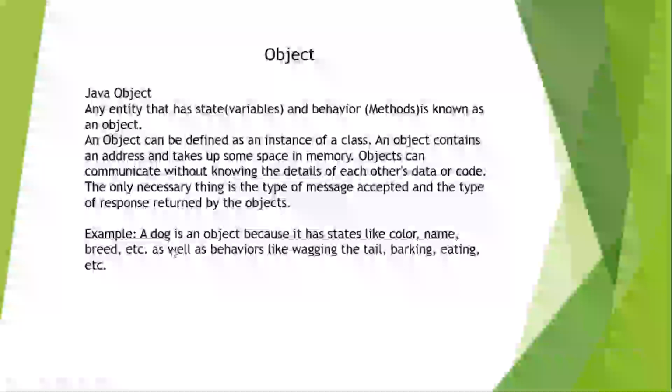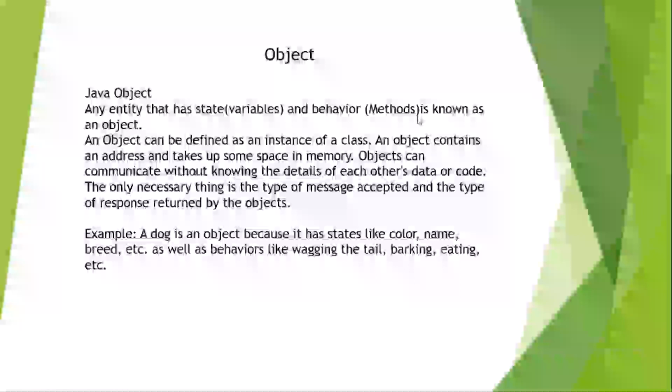For example, a dog is an object because it has states like color, name, breed, etc., as well as behavior like wagging the tail, barking, eating, etc. In the similar way, in Java, when you create an object, it will have a state and behavior. State is nothing but variables, behavior is nothing but methods. This is all about object.